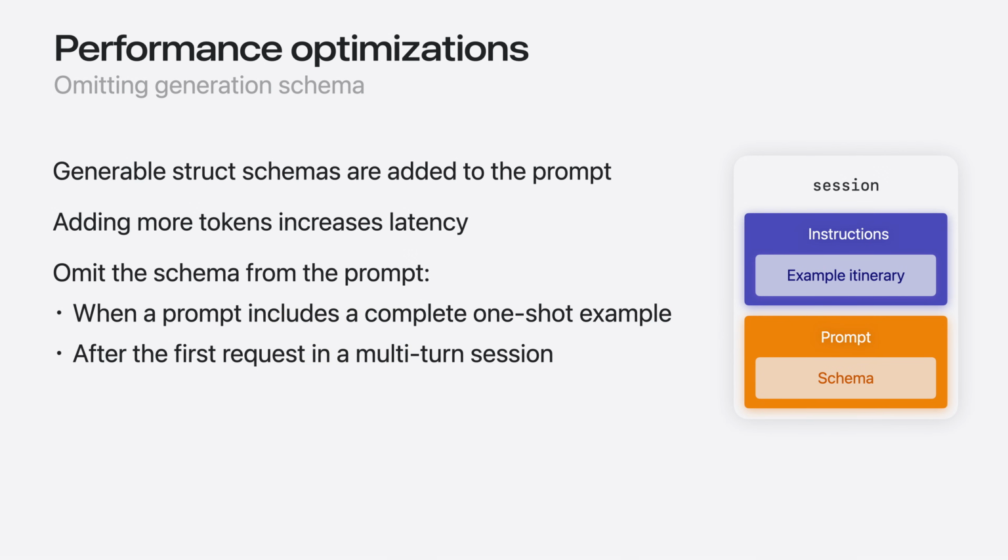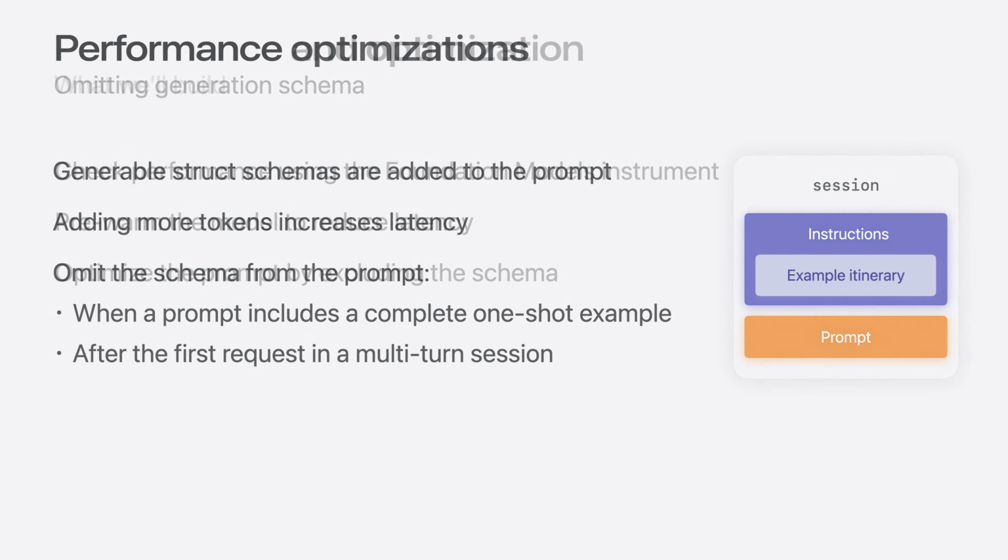Let's also look at another optimization that can reduce request latency. Recall that generable structs provided to the model can help generate structured outputs, but this comes at the cost of increased token count, which affects initial processing time. Also recall that in chapter 3, we passed an example itinerary called example trip to Japan. Since our instructions include this full example of the generable schema, we can often exclude the schema definition itself from the prompt, which saves space and can speed up the model.